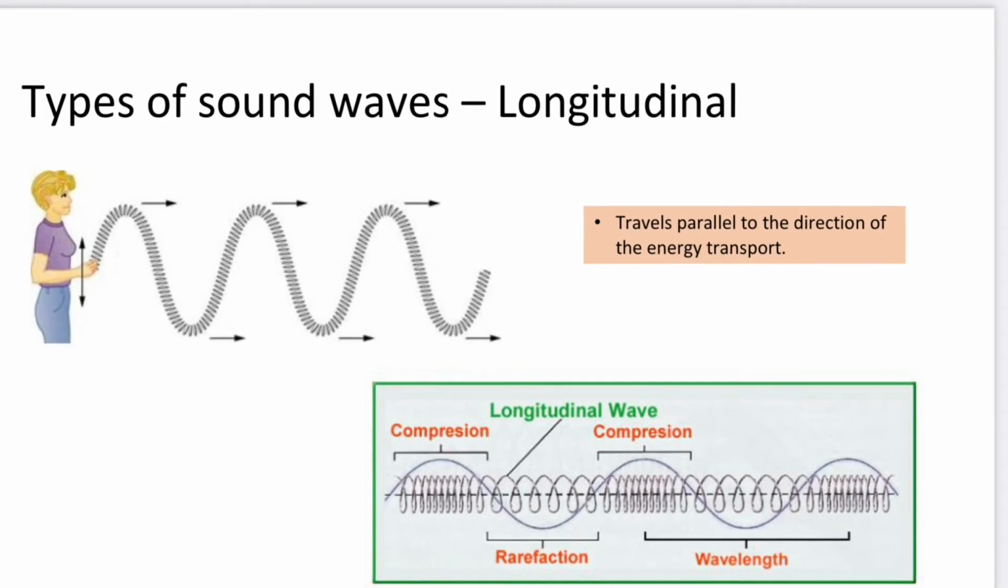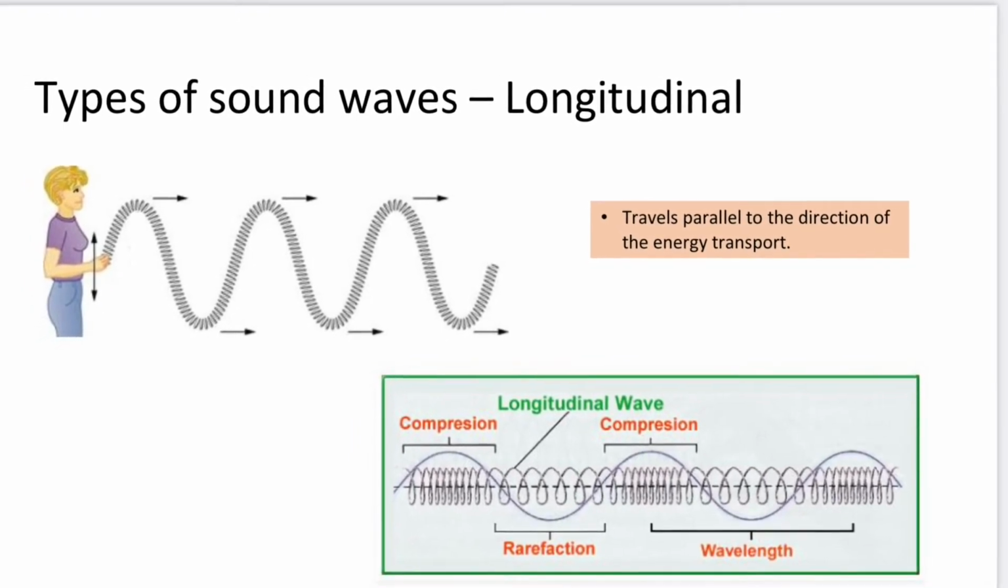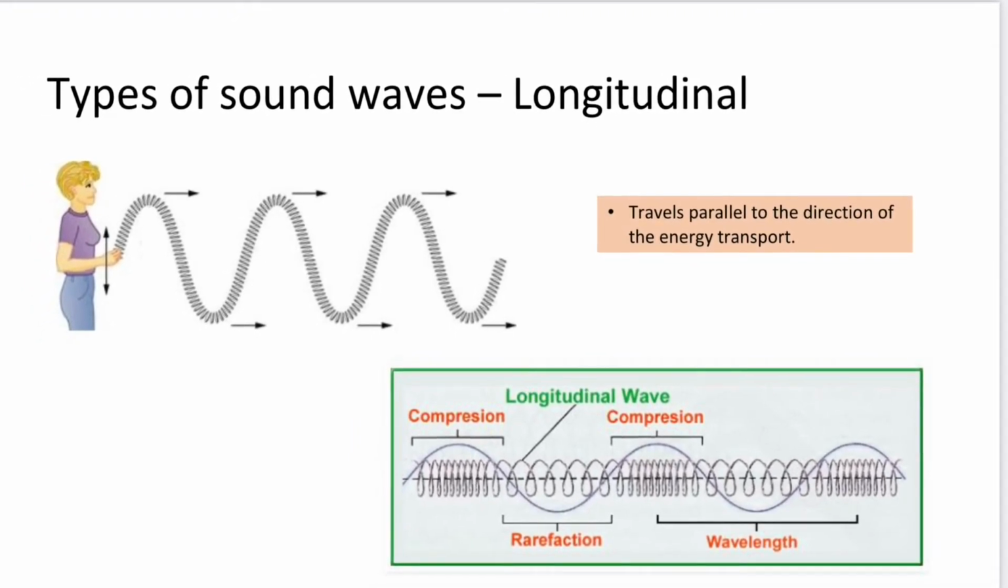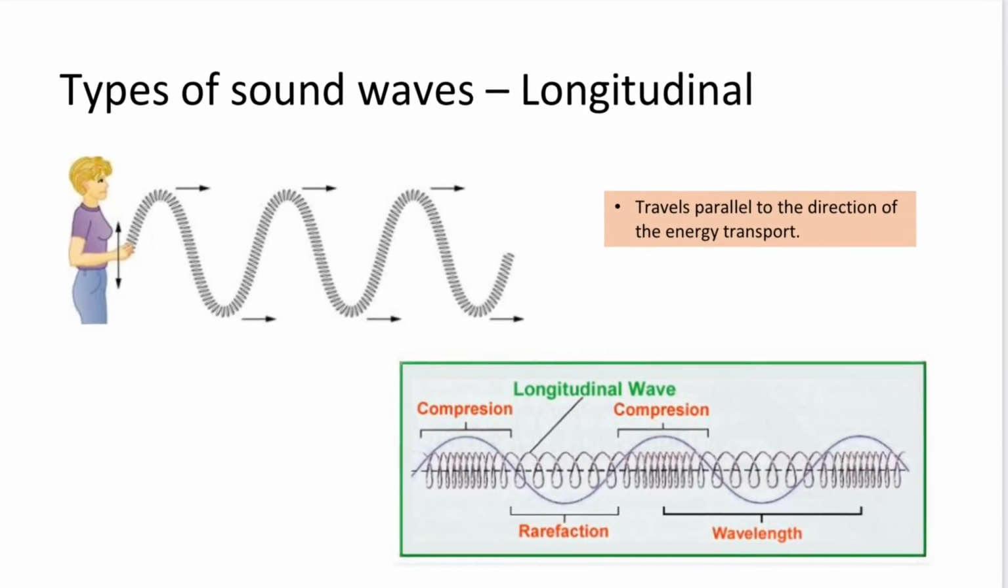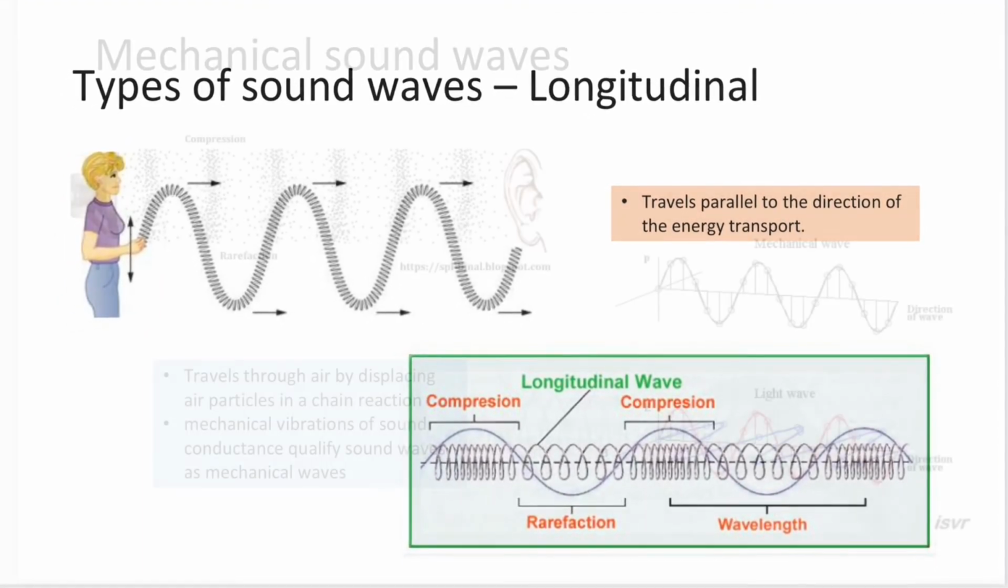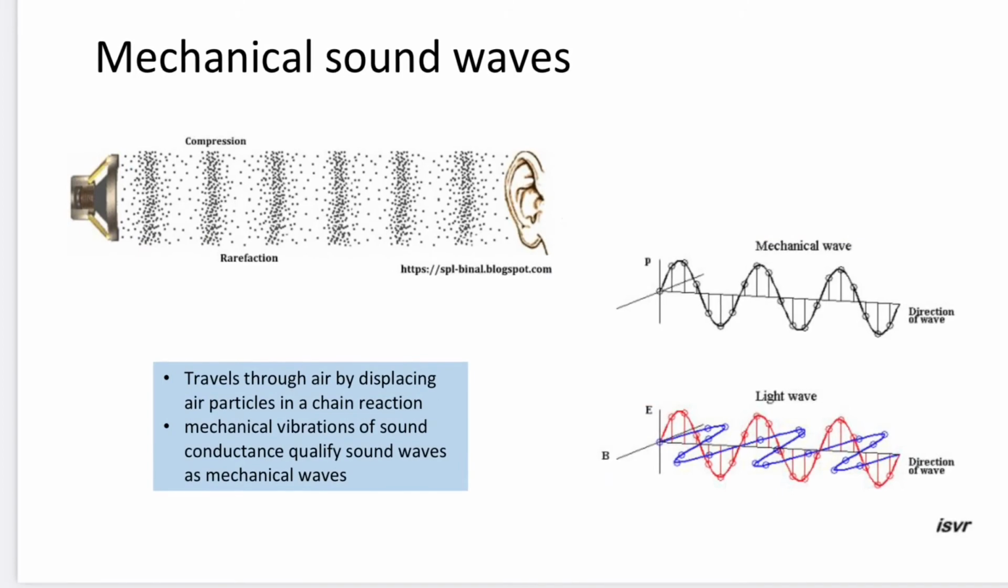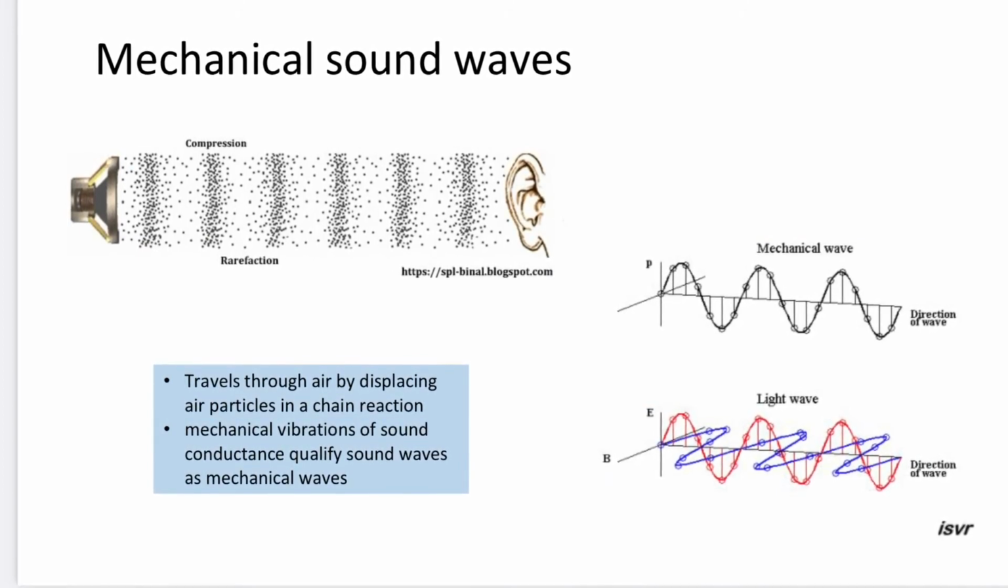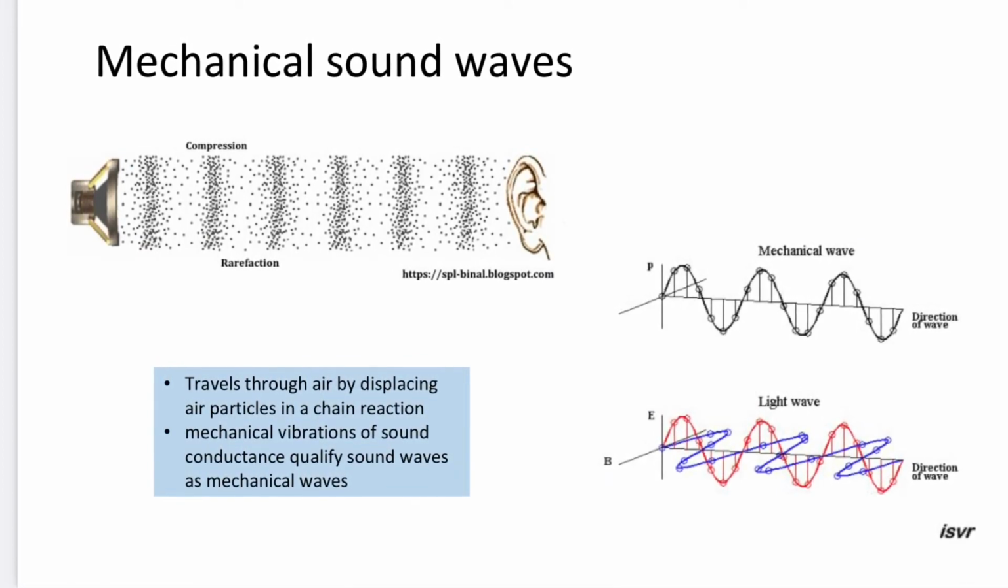Longitudinal sound waves. A longitudinal wave is a wave in which the motion of the medium's particles is parallel to the direction of the energy transport. Mechanical sound waves. Sound waves travel through air by displacing air particles in a chain reaction.